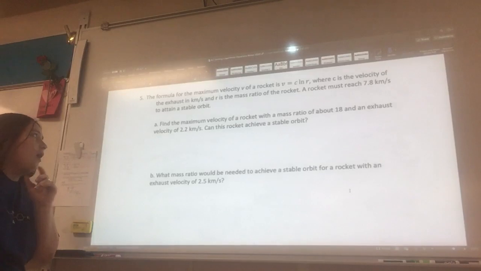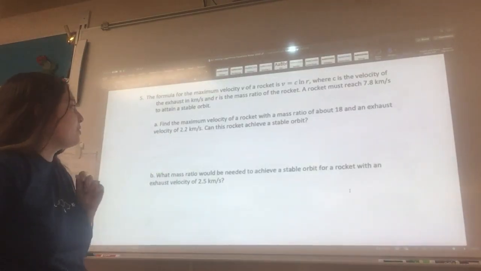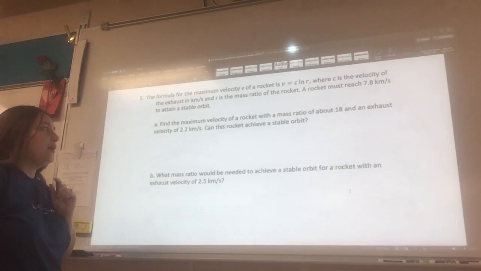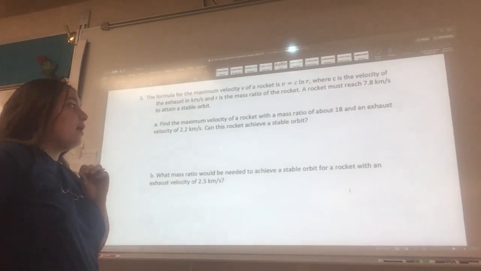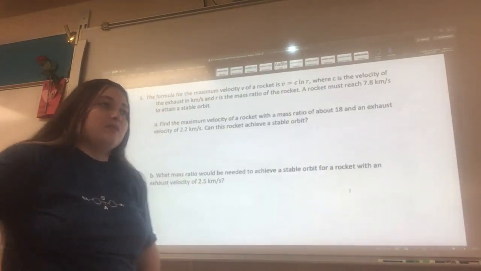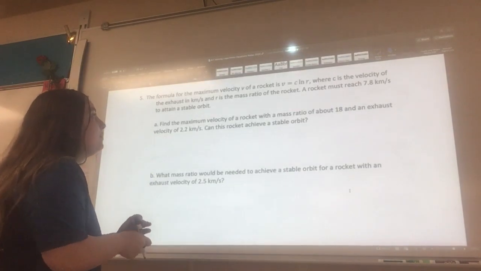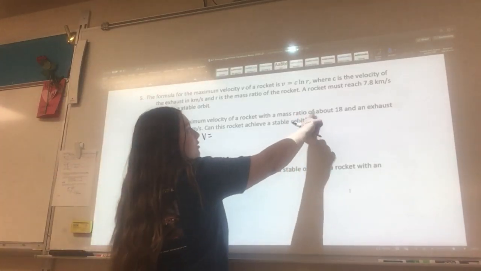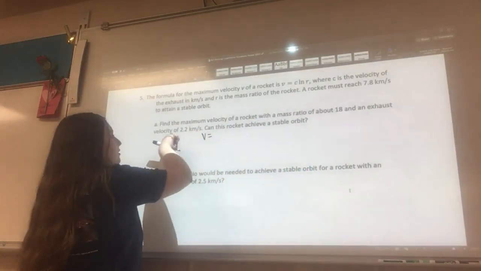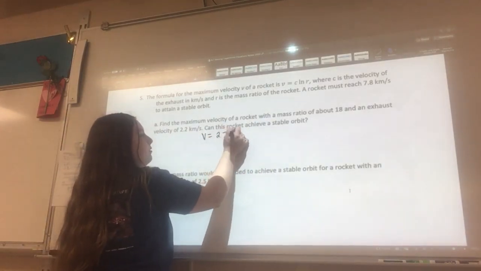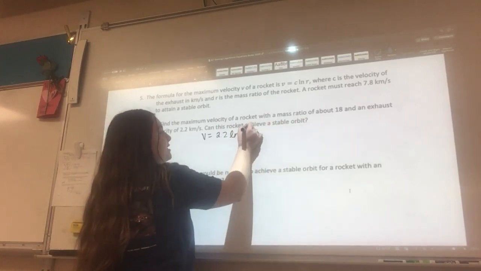Our first question says, we want to find the maximum velocity of a rocket with a mass ratio of about 18 and an exhaust velocity of 2.2 kilometers per second. Can this rocket achieve stable orbit? Well, our first thing is we have to find the maximum velocity. So we know we are looking for V. And then it told us mass ratio, which is R, and our exhaust velocity of 2.2, which is C. So we know this is 2.2 ln of our R of 18.